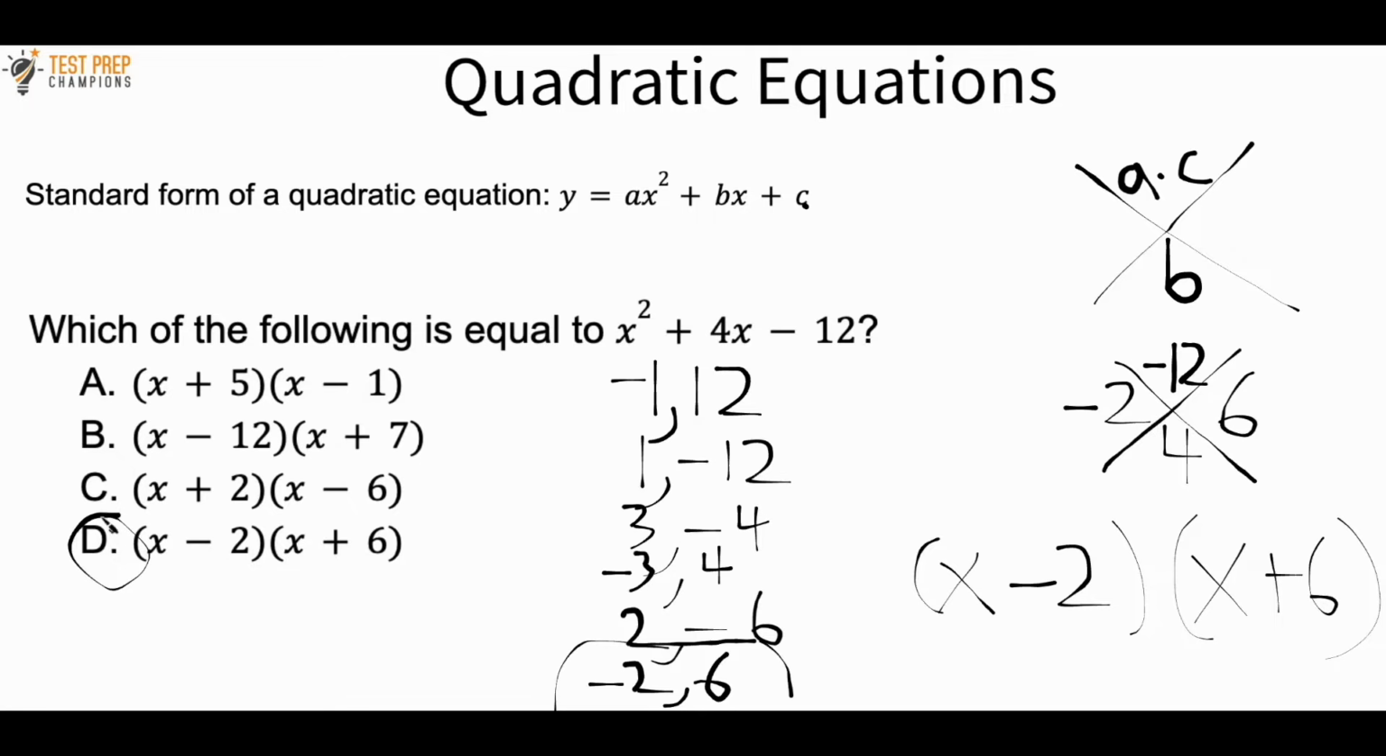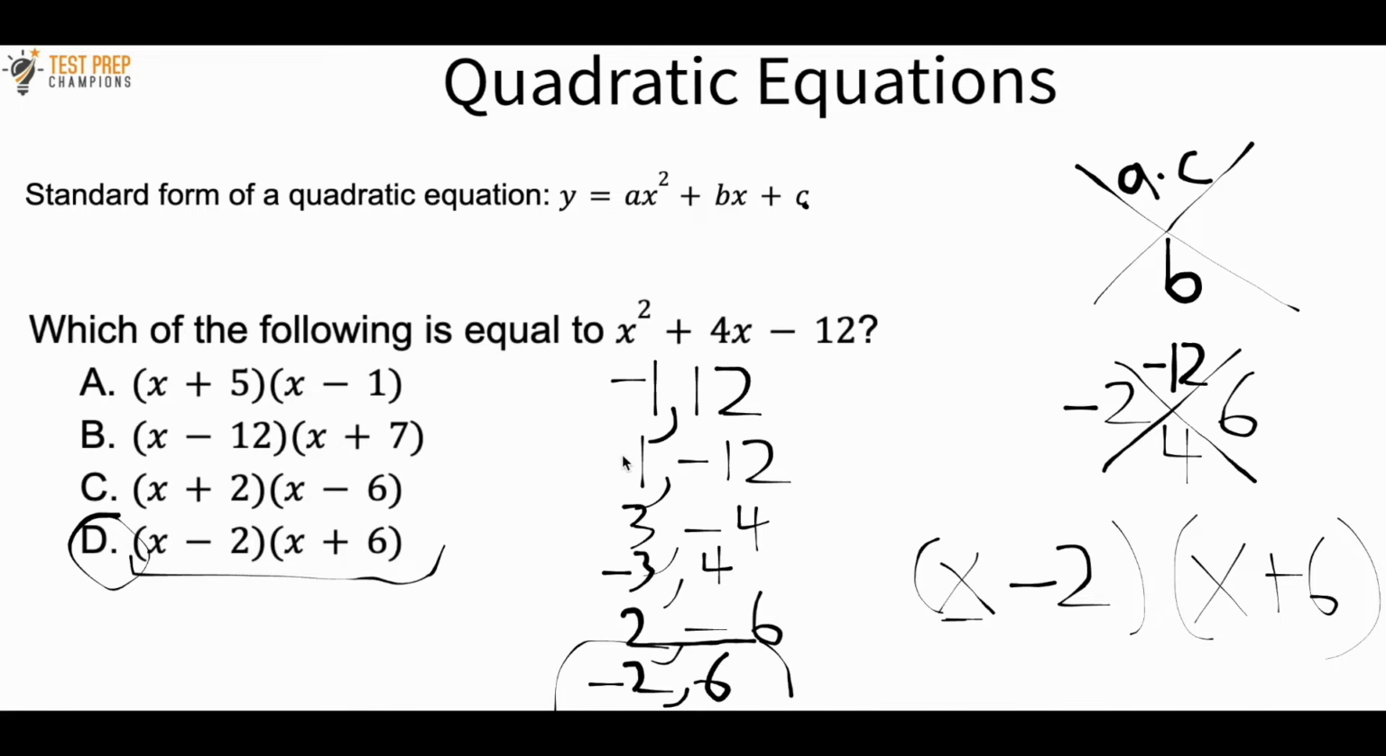Now, another way to approach this could have been to take each pair here and use the FOIL method until you got back to this x squared plus 4x minus 12. For example, you could take x minus 2 and x plus 6, go through the FOIL method, and it would give you x squared plus 4x minus 12. For the sake of time, I'm not going to show this right now, but just keep in mind that that is one way you could do this. It might take you some time, but you definitely could use the FOIL method on each answer choice until you got x squared plus 4x minus 12.